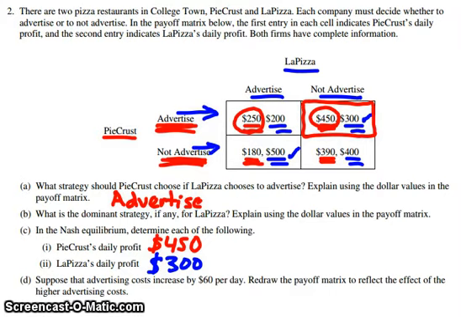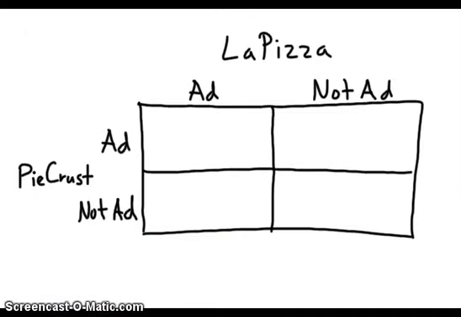In Part D, suppose that advertising costs increase by $60 per day. Redraw the payoff matrix to reflect the effect of the higher advertising costs. Okay, so to redraw, we're only concerned with changing the payoffs where advertising played a role, since in the bottom right cell, neither of the two advertise. The value of the payoffs there are unchanged.